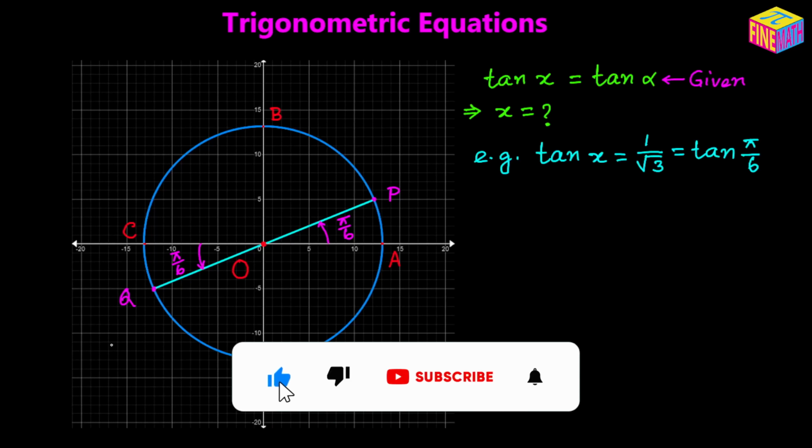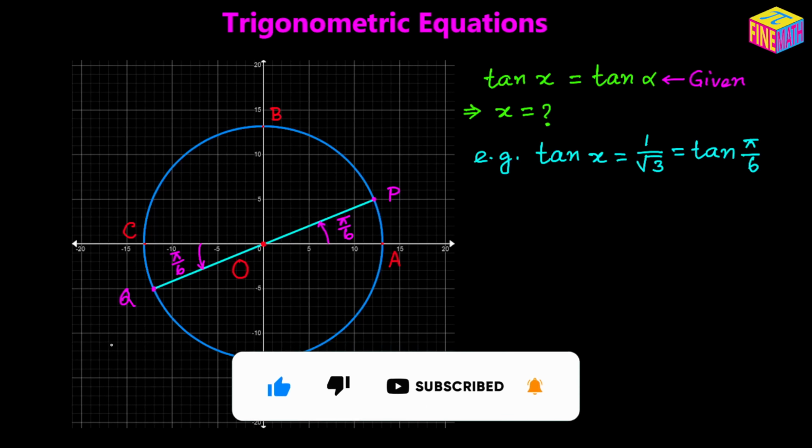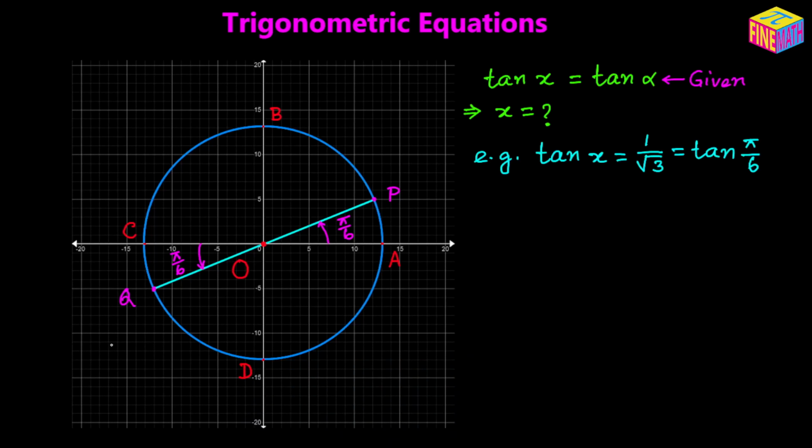It's tangent of x equals 1 over square root of 3, and we can write it as tangent of pi over 6. That's actually tangent of 30 degrees. In the unit circle diagram I have carefully chosen 2 points, point P and point Q. P is in the first quadrant and Q is in the third quadrant, because we know that tangent of any angle in the first quadrant and third quadrant is positive.